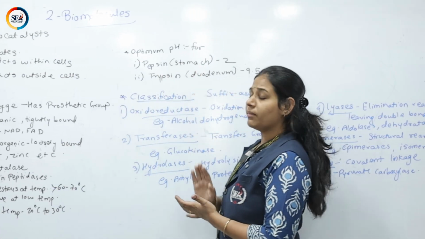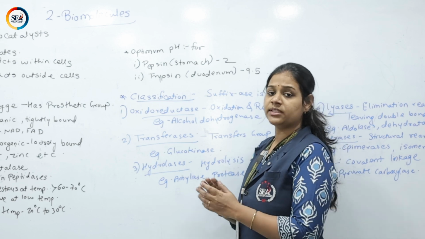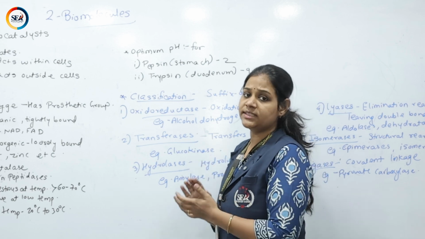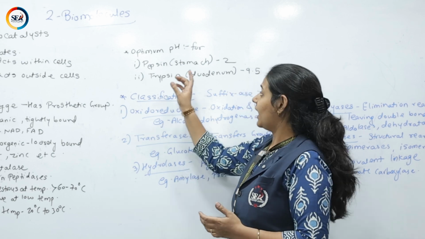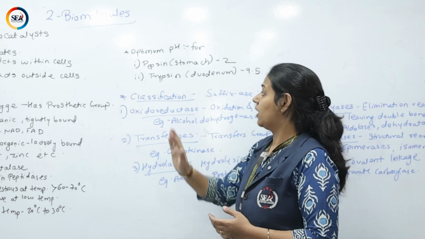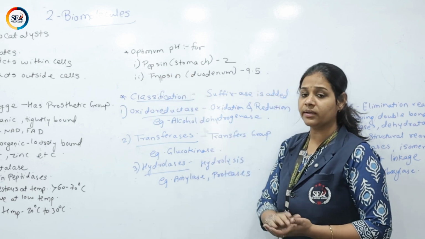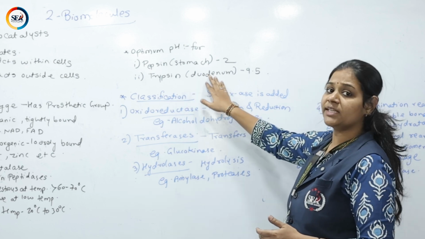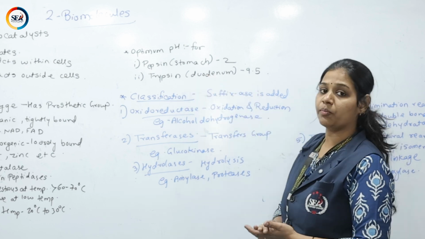Similarly, what is optimum pH? The pH at which the enzyme shows maximum activity or the highest efficiency rate is called the optimum pH. For pepsin, which is present in the stomach, the optimum pH is 2, and for trypsin, which is present in the duodenum, the optimum pH is 9.5.